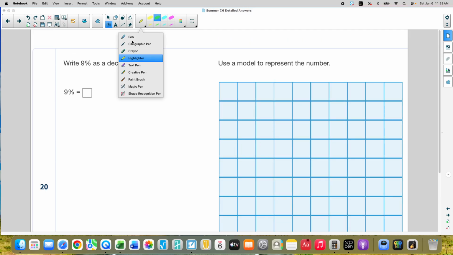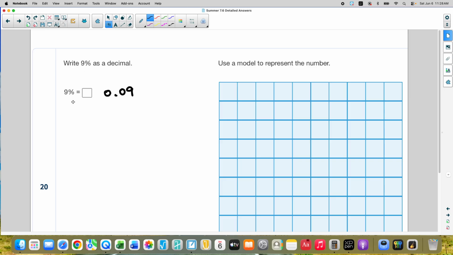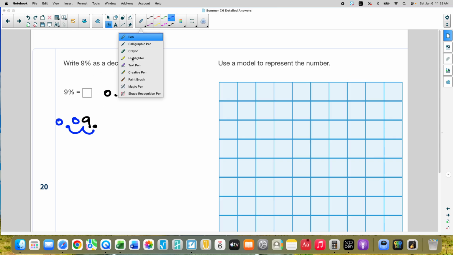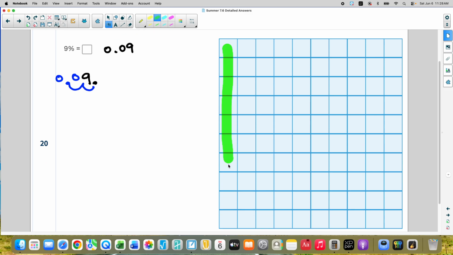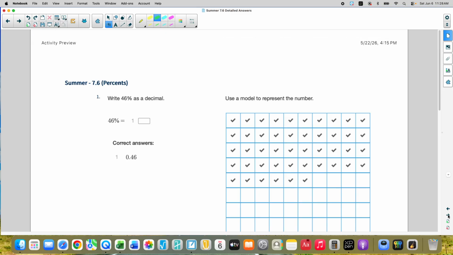9% as a decimal is 0.09. We're going to take that percentage and move it 2 places to the left, 1, 2. So we have to put the zeros in there. And shading wise, we're only going to highlight 9 of them. So we don't even highlight an entire row. 9 of 100. Okay, now let's start checking our answers.